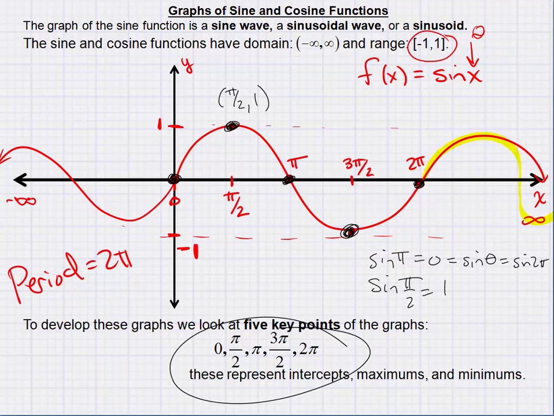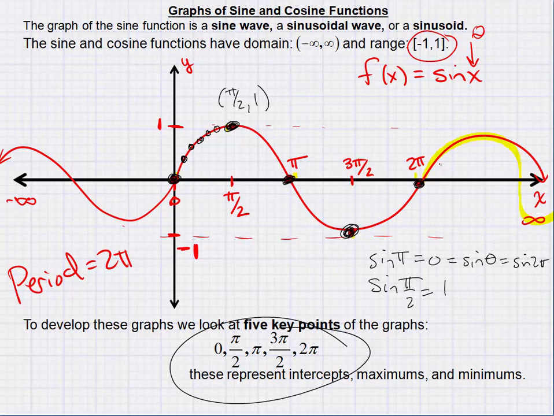And we call these 5 points the key points because if I know where these 5 points are located, I can draw this graph because I know that I have my x-intercepts, I have my maximums, my minimums. If I picked other 5 random points, like this point, this point, this point, this point, this point, there's 5 points. But I want to consider those key points because if I have those 5 points, I can draw the entire period of the sine graph.